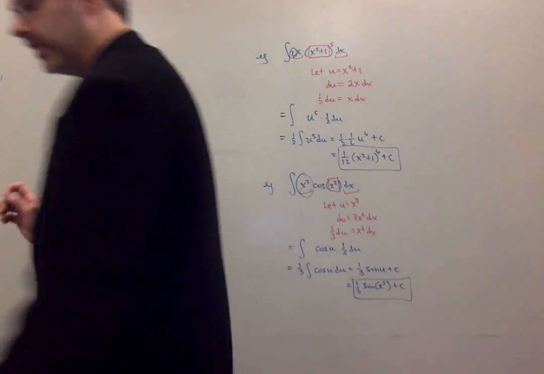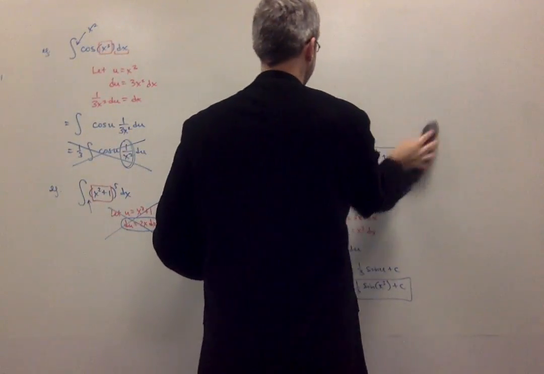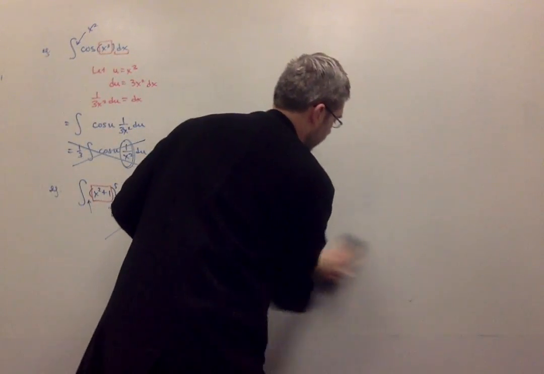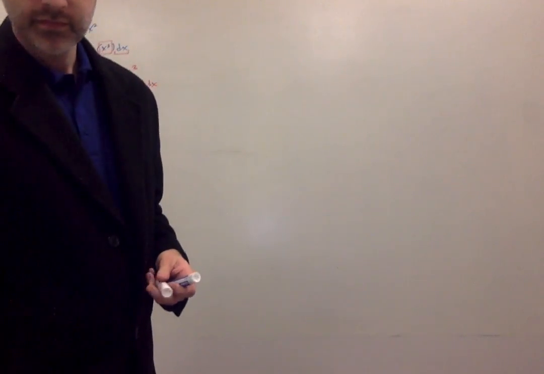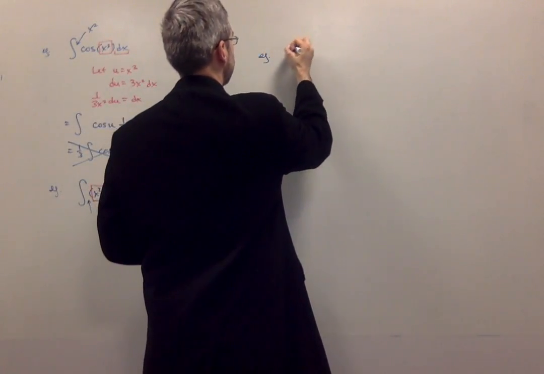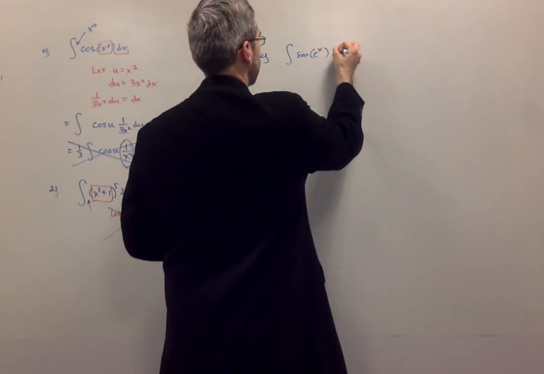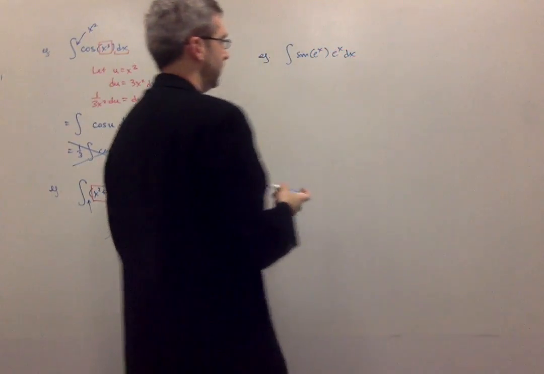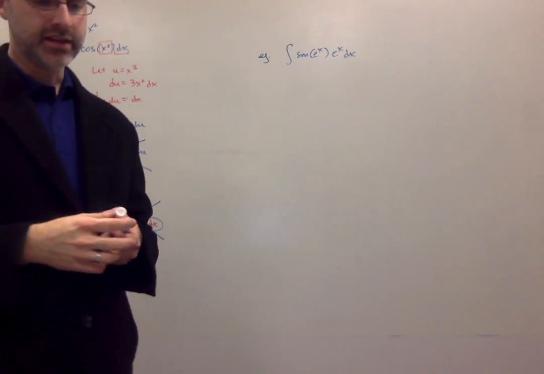So in order to do these types of problems, this sort of reverse chain rule has to be cooked up in such a way that the derivative of that inner function is sitting around somewhere. Okay, let's take another example here. Let's do the integral of sine of e to the x times e to the x dx.